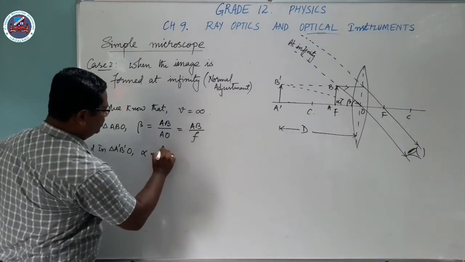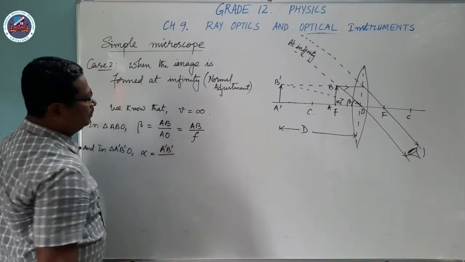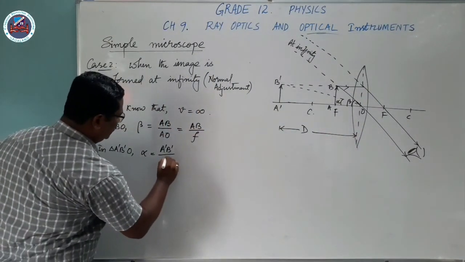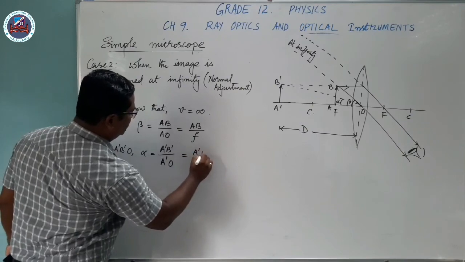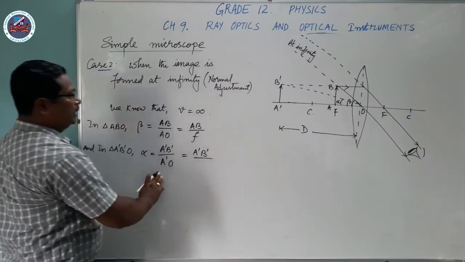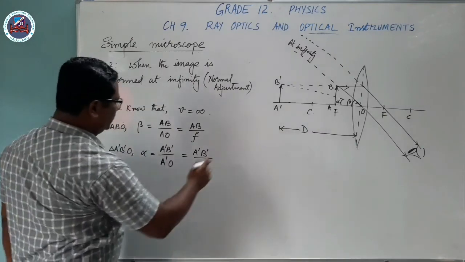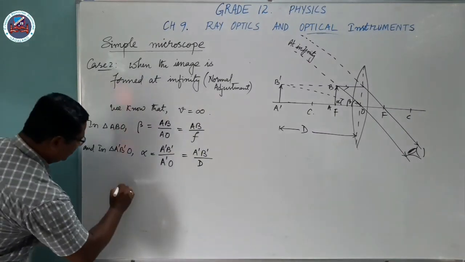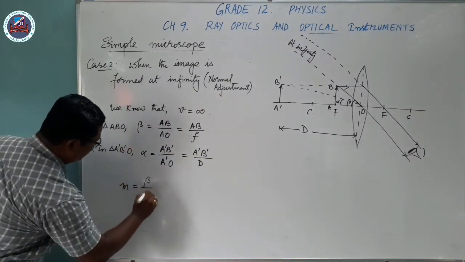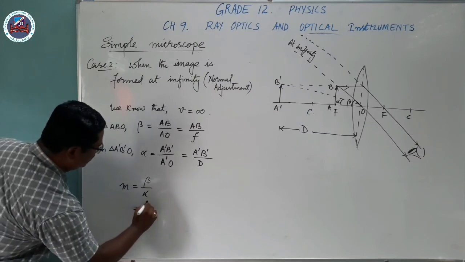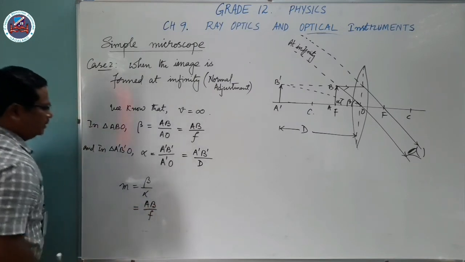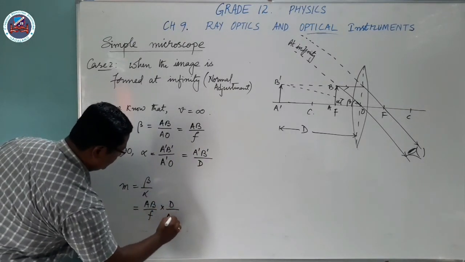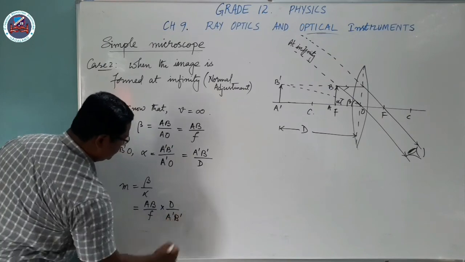Alpha is equal to A dash B dash divided by base, which is A dash O, and this A dash B dash divided by A dash O is equal to your least distance of distinct vision, that is D. Then if you find the magnification, as it is the ratio of beta and alpha, beta is equal to AB by F, and alpha is equal to A dash B dash by D. I can write D by A dash B dash.